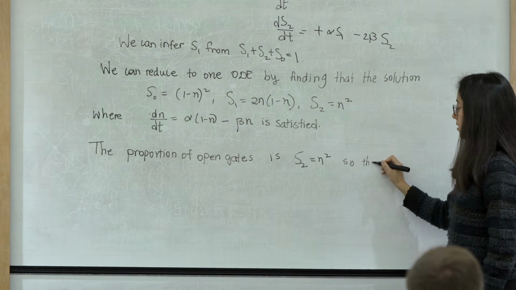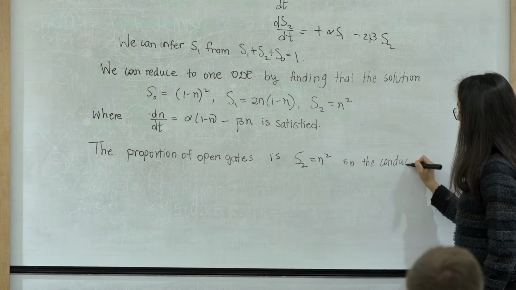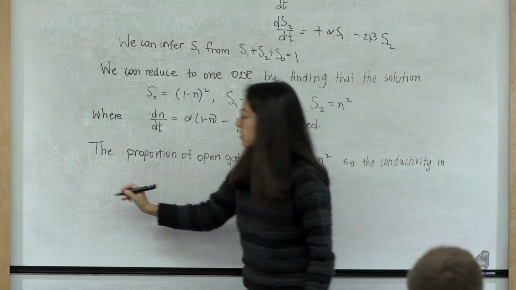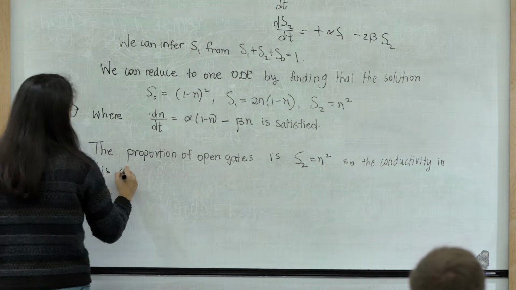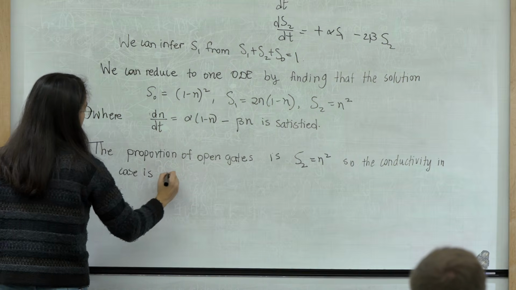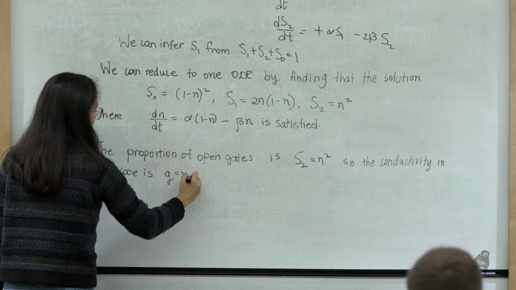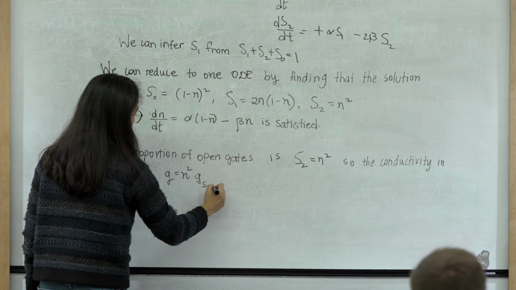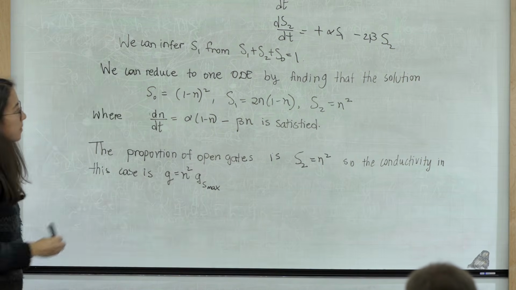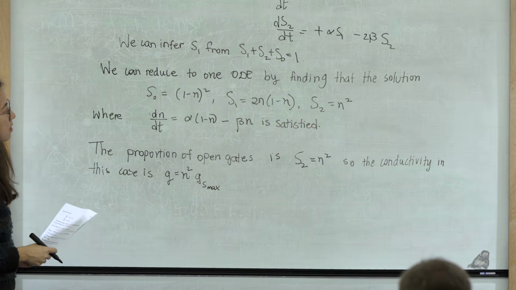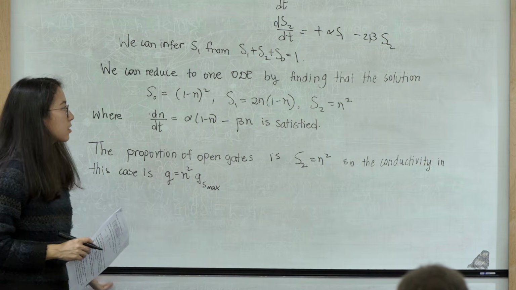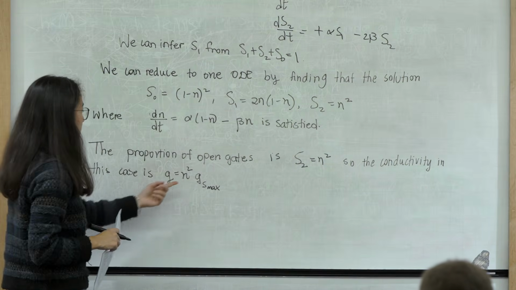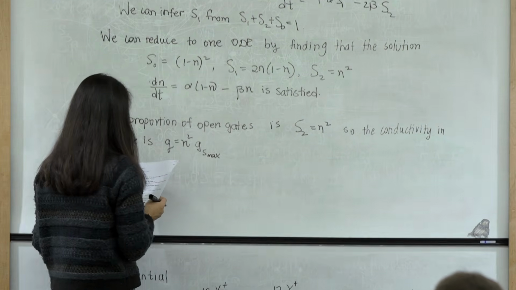So the conductivity in this case, conductivity was the G I wrote previously, is given by G equals n squared times G max. So it's the equation on that board over there. Remember, n was the fraction of open gates. In this case, the fraction of open gates is n squared, and then I have G max.